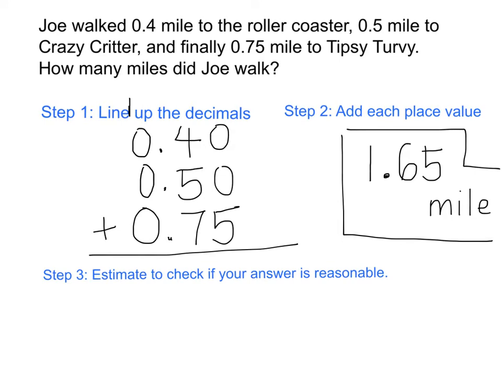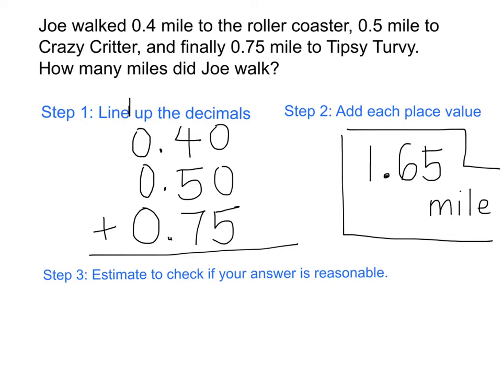Now, very important. Okay, step three, very important. Don't overlook this. We are going to estimate to check to see if our answer is reasonable. How could we estimate to see if our answer is reasonable? What could we do? We can round 0.75 to the nearest tenth. Oh, so what if we round all of our numbers to the nearest tenth?